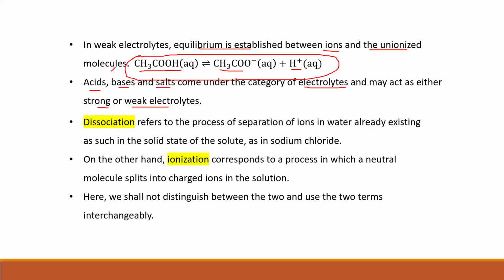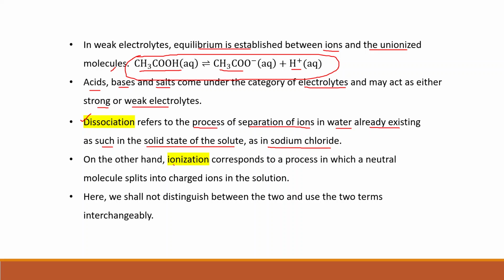Now, there are two words: one is dissociation and another is ionization. Let us try to understand the difference between these two processes. Dissociation refers to the process of separation of ions in water that already exist as such in the solid state of the solute, for example sodium chloride. Simply, ions are already existing, and when we dissolve these compounds in water, the ions separate. For this process, we use the word dissociation.